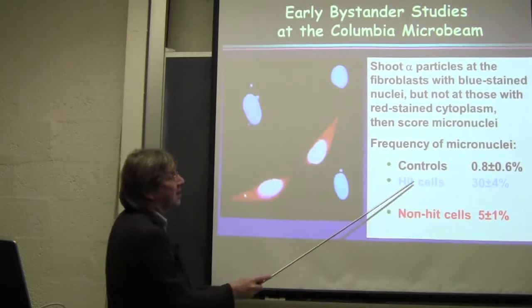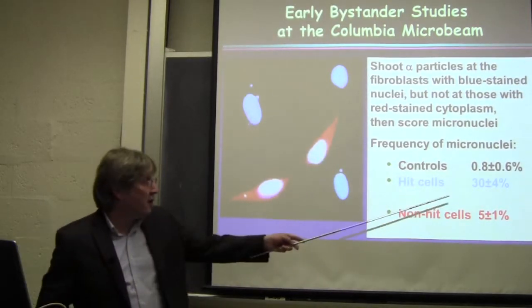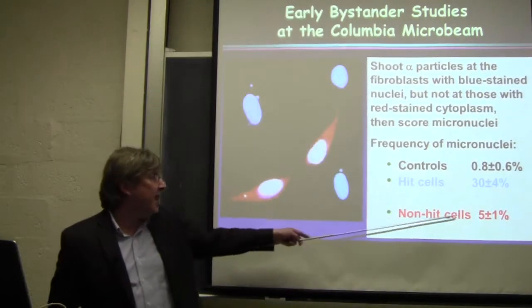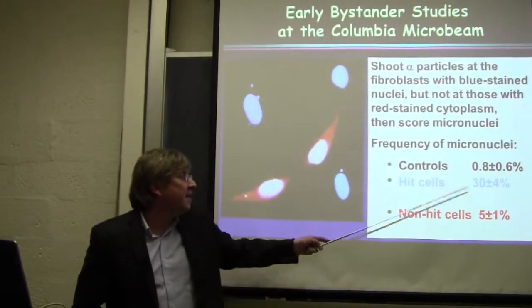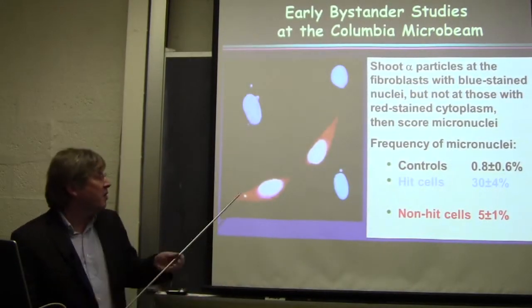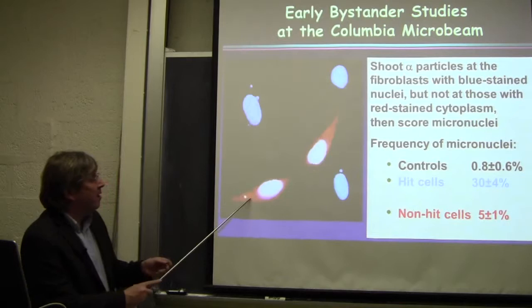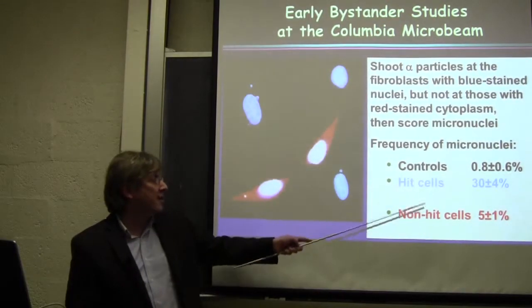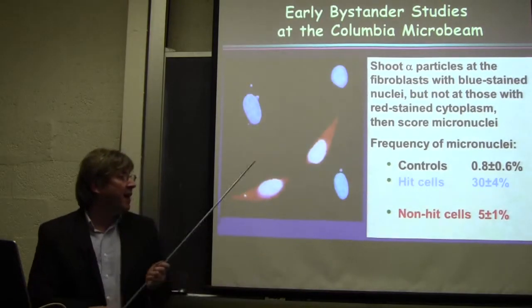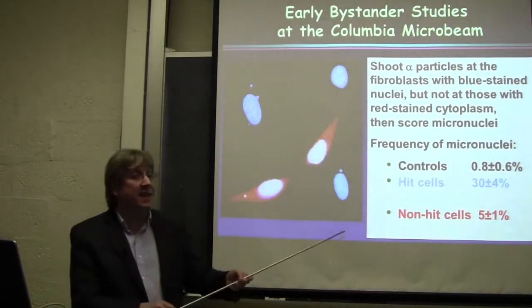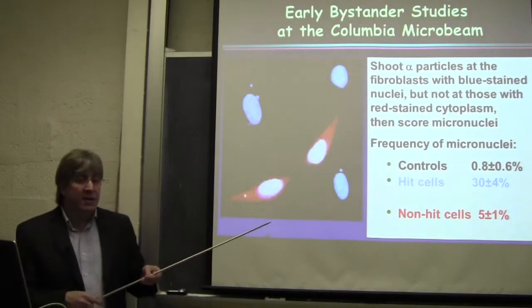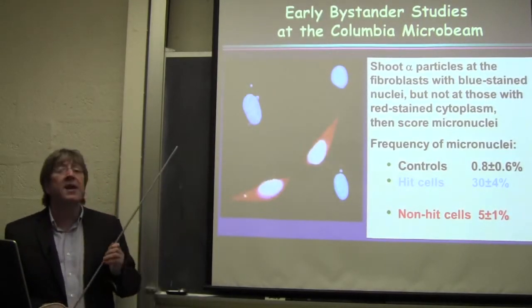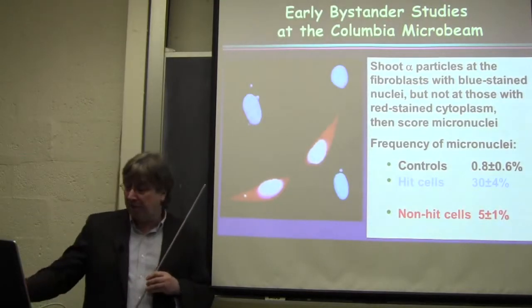Controls are this percentage. In the blue hit cells, 30% had micronuclei. But in the non-hit cells you didn't have as many, but 5% of the non-hit cells had micronuclei, and there's an example right here. So definitely more than controls, and definitely less than the directly hit cells. So this is a classic bystander response. You're seeing an increased response in cells which were not directly themselves hit by radiation.